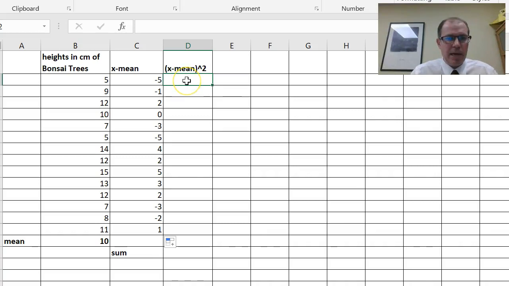So a nice easy way to make these numbers positive is to square them. I'm going to square the differences from the mean, and those are called the squared deviations. So I'm going to do the distance from the mean squared. You can see that minus 5, which was the distance of 5 from the mean, has been squared to 25. So all the numbers are now positive.